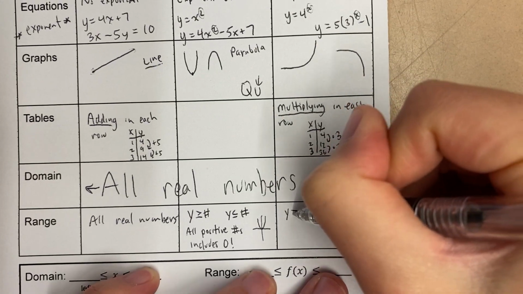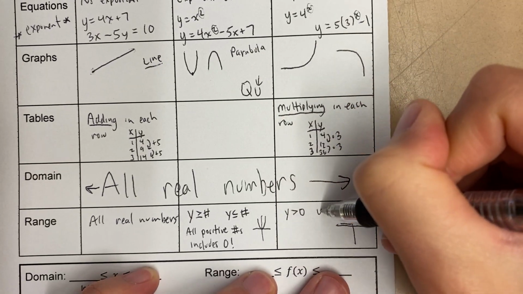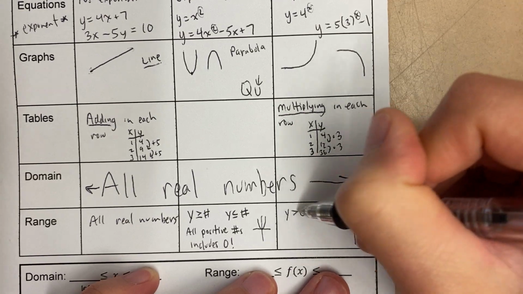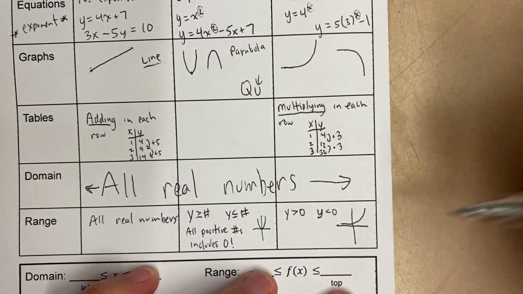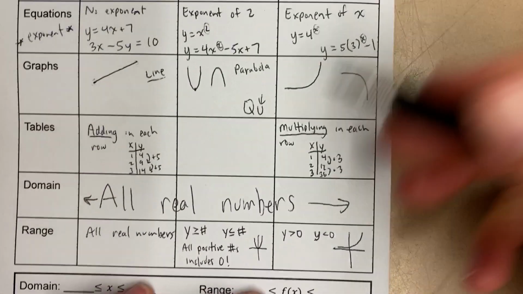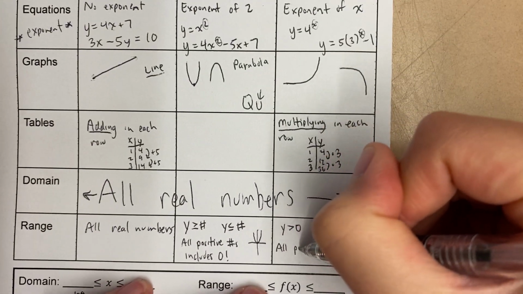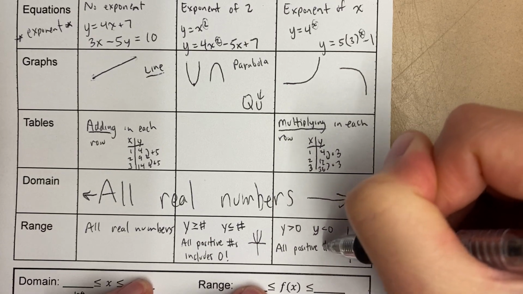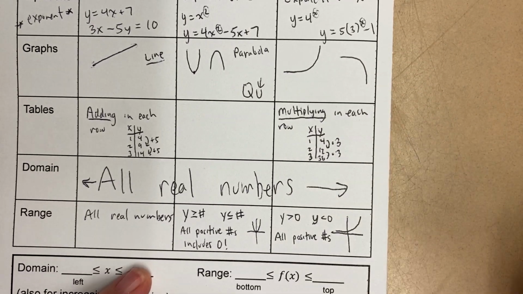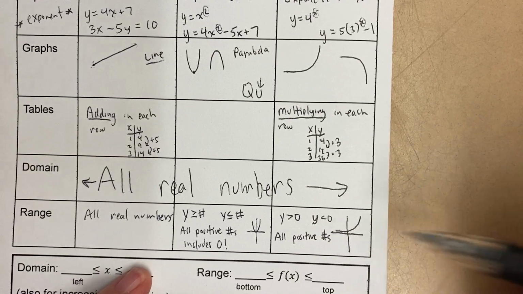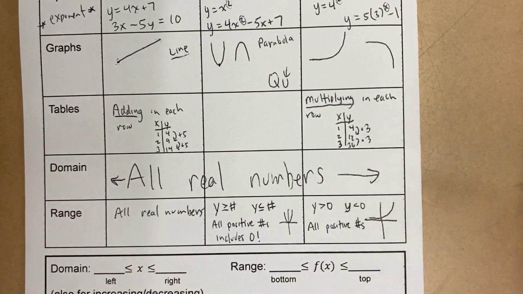It actually sits just above the x-axis. So these ranges are more like y is greater than 0, y is less than 0, but it doesn't touch 0. So a range for an exponential graph might look like all positive numbers, but it wouldn't include 0. It doesn't include 0 because look, this graph actually doesn't touch 0. Okay, so those are just some examples.